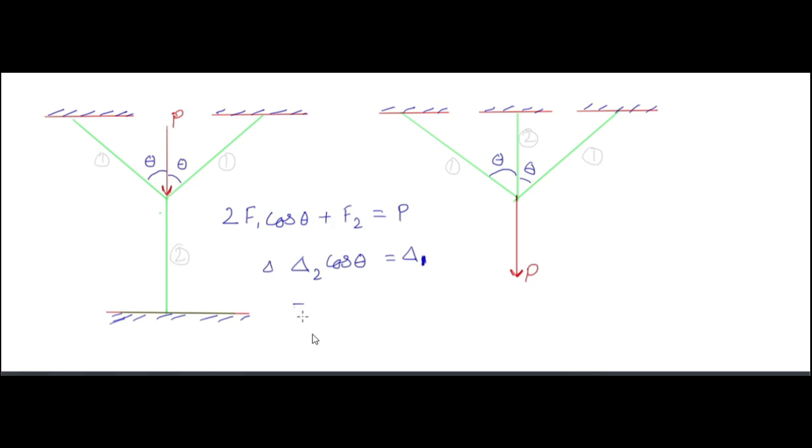Also, delta 2 cos theta is equal to delta 1 because the elongation is the same. In that direction of F, delta 2 cos theta is there and delta 1 is there. So delta 2 cos theta is equal to delta 1, or F2L2 by A2E2 into cos theta is equal to F1L1 by A1E1.